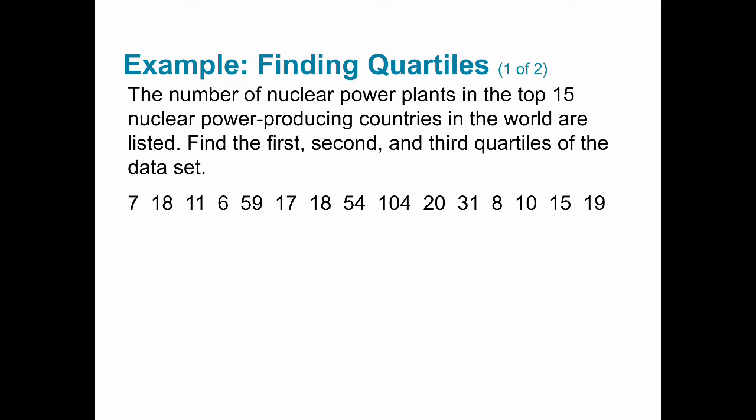So let's look at a data set and see how we would find the quartiles for this data set. So here we have the number of nuclear power plants in the top 15 nuclear power producing countries in the world. And so we want to find those 3 quartiles of our data set. So what are those 3 numbers in our ordered data set that splits our data, where we have 1/4 of the data below the first value, half of the data below the second value, and 3/4 of the data at or below the third value? So the first thing we need to do is put this data into order.